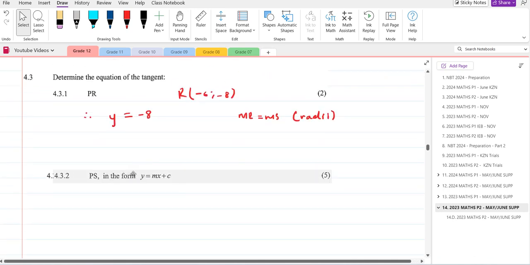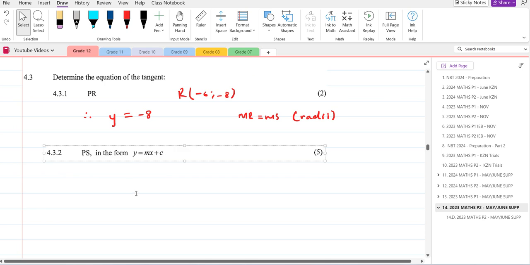Now let's find the equation of the tangent PS in the form y equals mx plus c. The equation of the tangent PS.